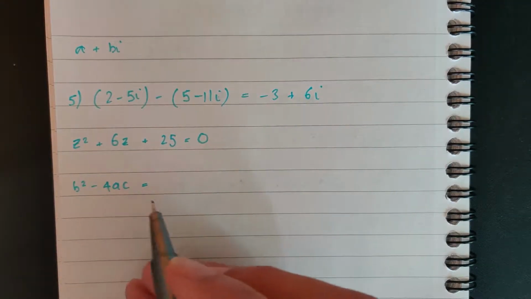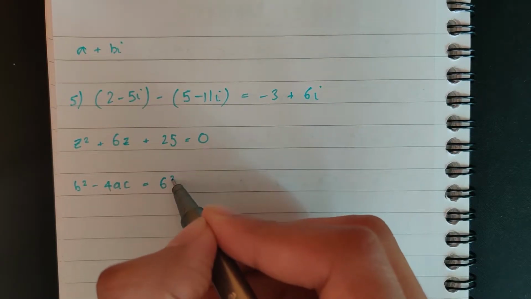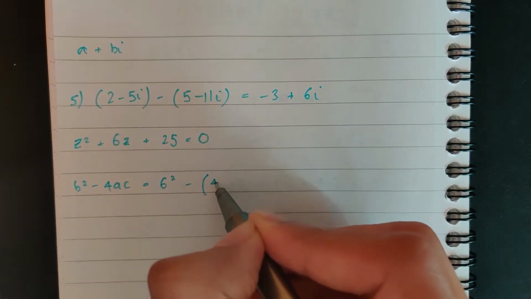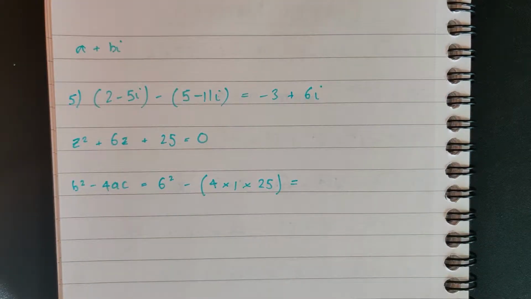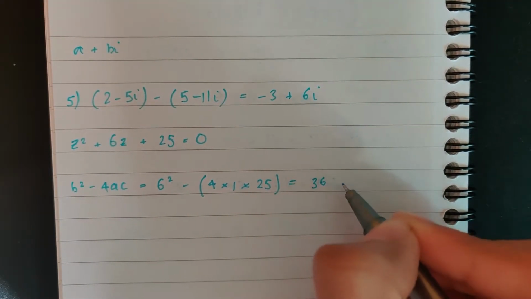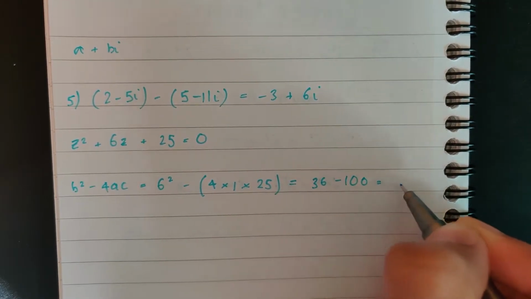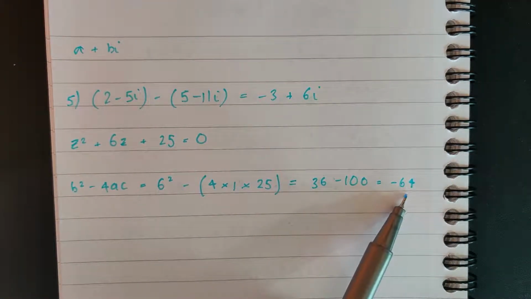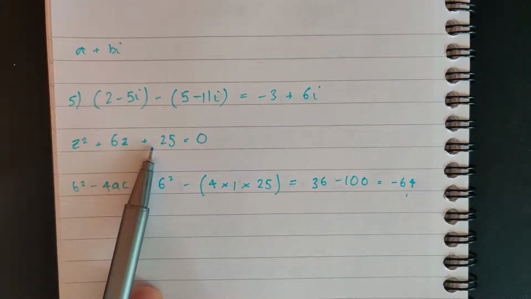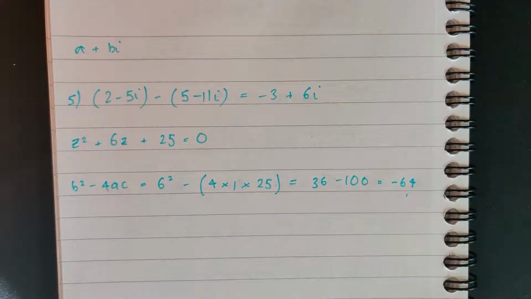So the discriminant in this case would equal 6 squared minus 4 multiplied by 1 multiplied by 25, which is equal to 36 minus 100, which is minus 64. And as the discriminant is a negative number, we know that the original quadratic equation must have complex roots.